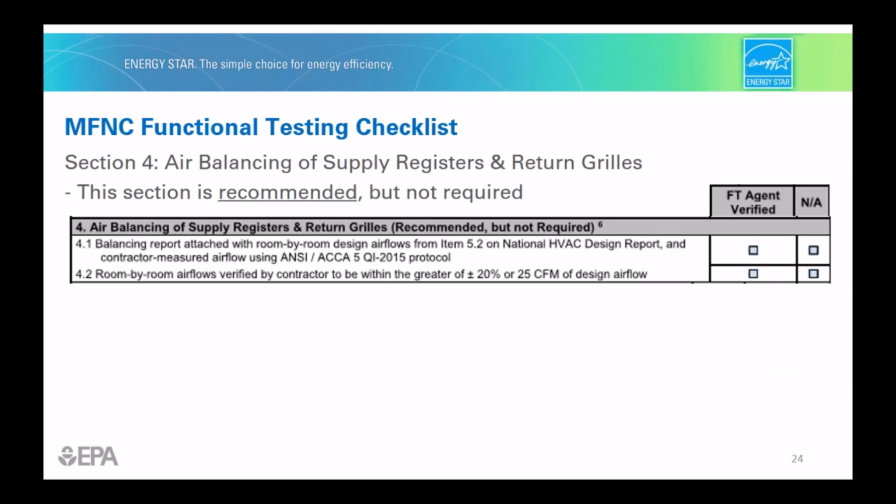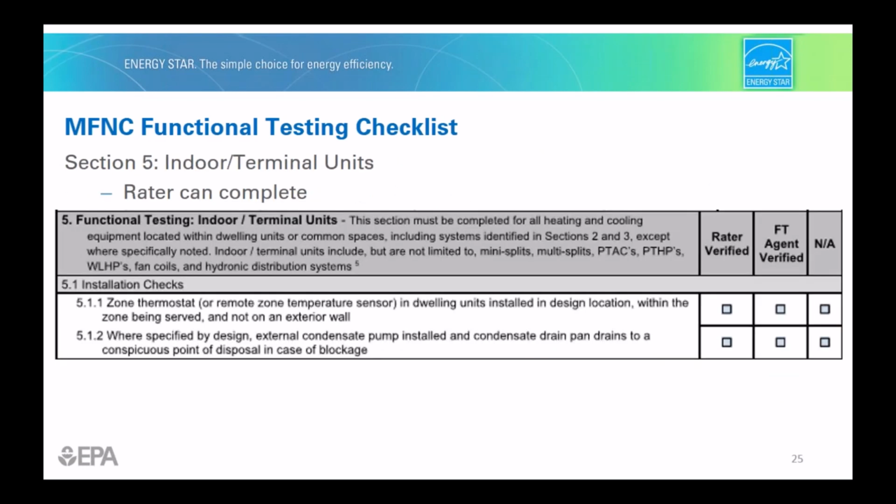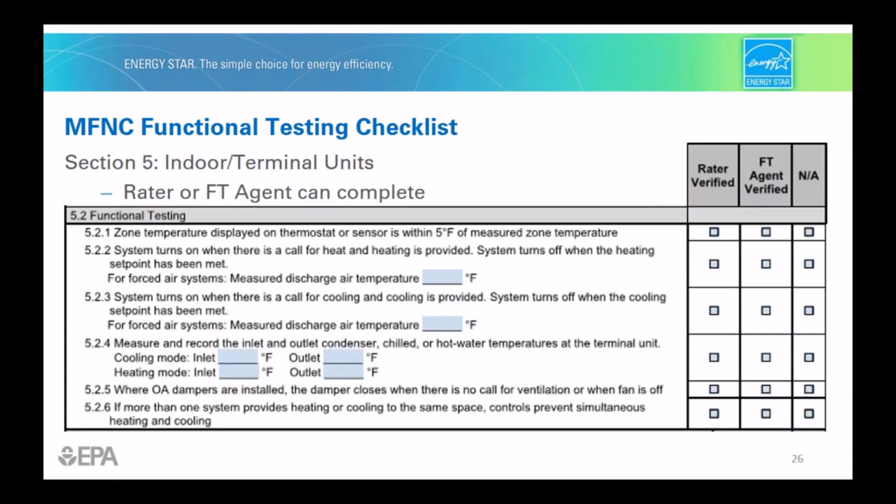Section 4 is not a section that is required to be completed. If you do complete it, you will again need the HVAC design report we mentioned earlier for the room-by-room design flows, and you would just attach a copy of the balancing report. Section 5 is the only section where a rater or functional testing agent is permitted to verify the items. These include a few installation checks and functional testing items to confirm basic operation of the indoor units.